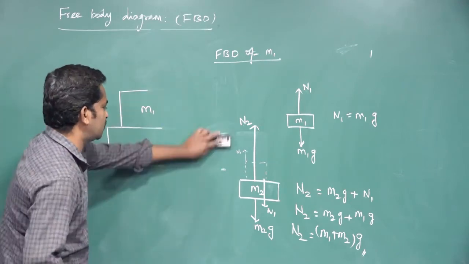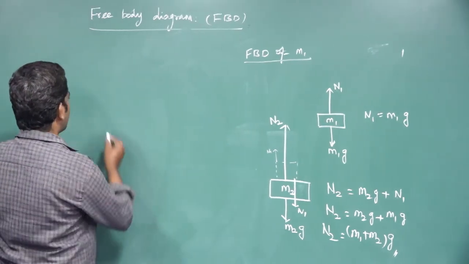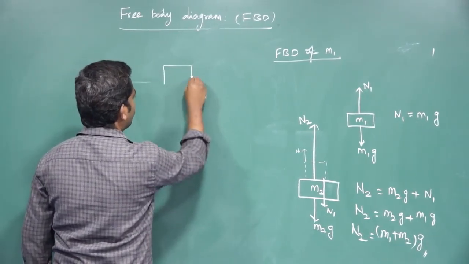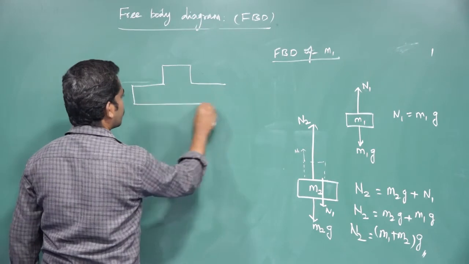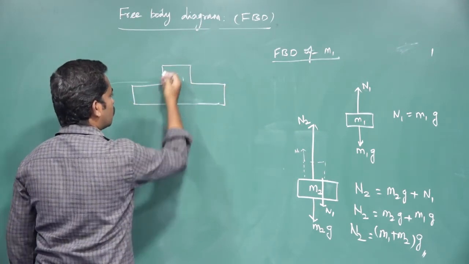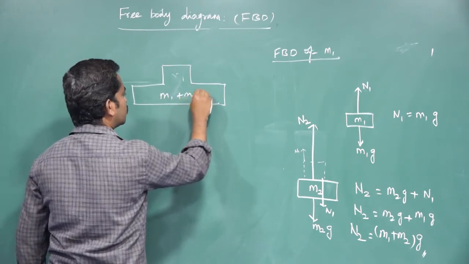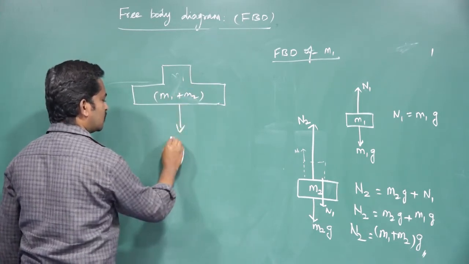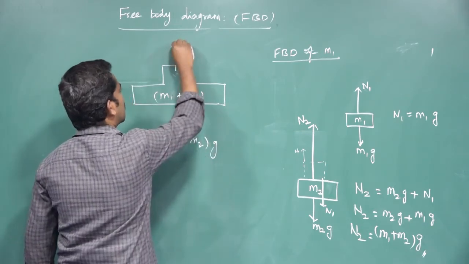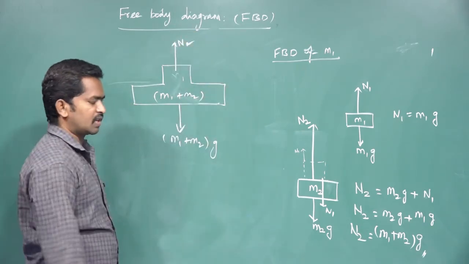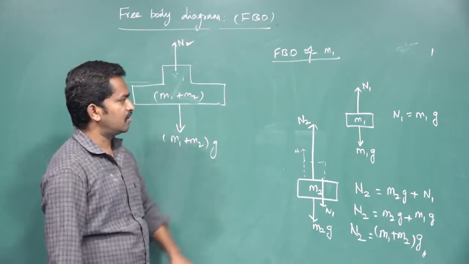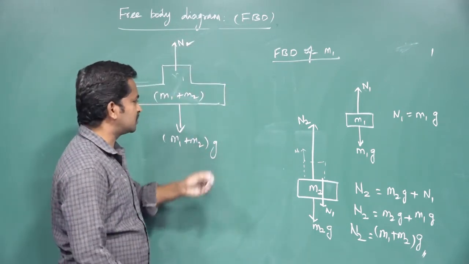Simply draw the diagram. This is m1, this is m2. The overall downward force is equal to m1 plus m2 of g. This is the normal force n2. This is the free body diagram of the two objects.